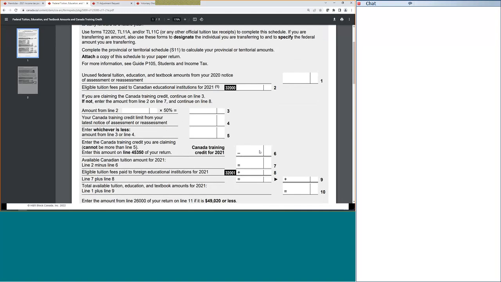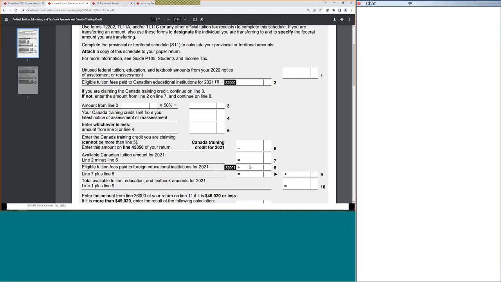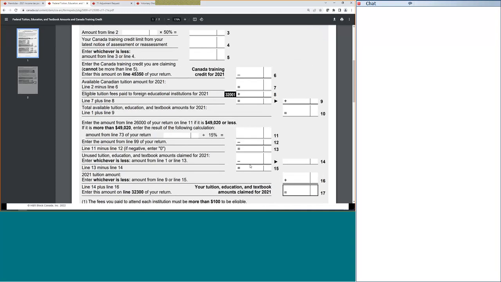Canada Training Credit, decide how much you're going to claim, and that's going to reduce the amount of tuition that you have available to play with for the rest of your tuition forms. So it means you're going to have a smaller federal non-refundable credit and a smaller provincial non-refundable credit. But again, it's a refundable credit. It's money in your pocket whether you need non-refundable credits or not. So it is a beneficial credit. Okay, so that's how the Canada Training Credit Limit works.